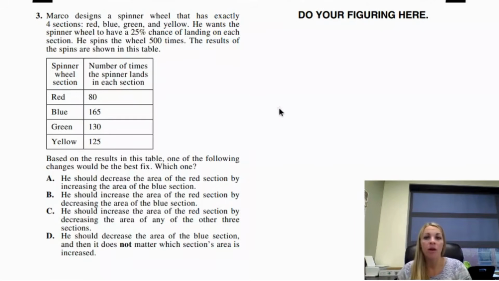Which one? Well, we want all of these to be about the same. And in an experiment, things aren't going to be exactly the same. So we see that green and yellow are about the same, so we know that we don't need to change these. However, red is not producing as much as we want, so we want this to go up. And blue is producing too much, so we want this to go down. If we read answer choice B, it says he should increase the area of the red and decrease the area of the blue. So B is the answer choice for number 3.